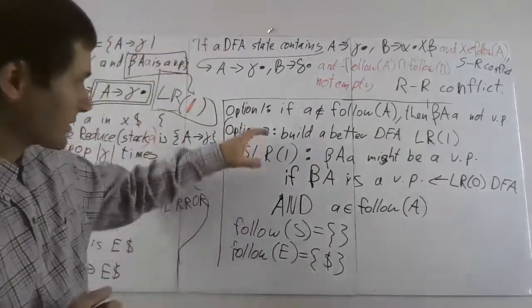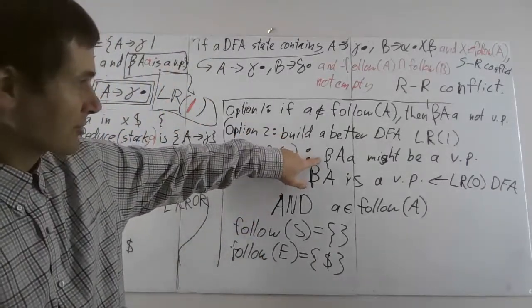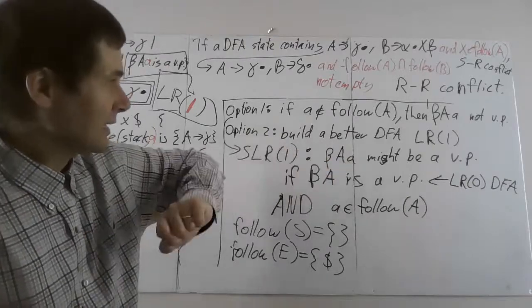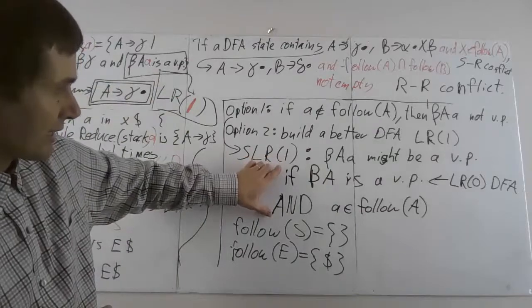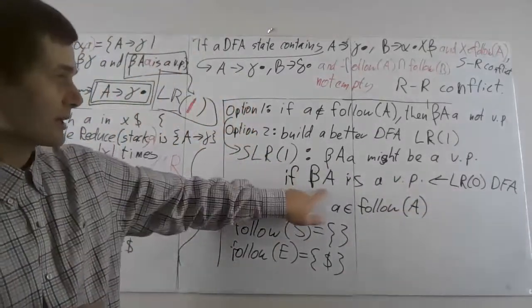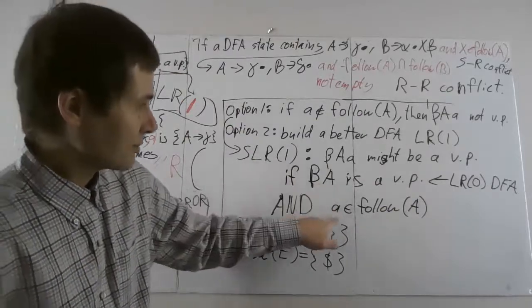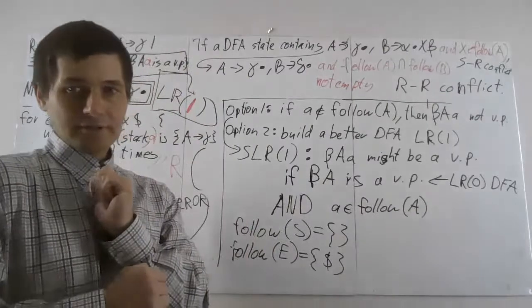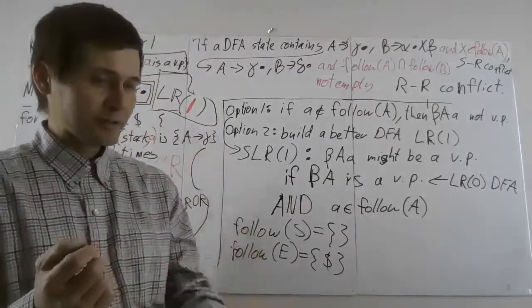Okay, and so in summary, our approximation of whether beta A is a viable prefix, of whether we should reduce, is this one. So we use the LR0 DFA to check whether beta A is a viable prefix, and then the next input symbol has to be in the follow set of A. Okay, so that's the SLR parser.